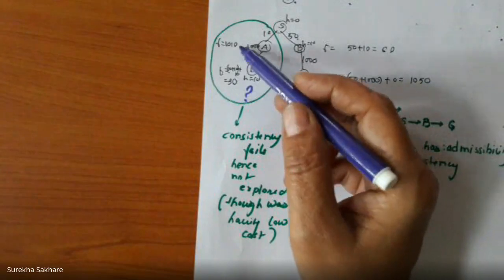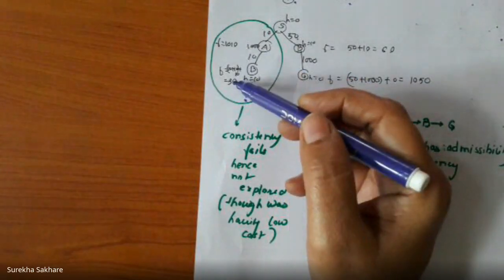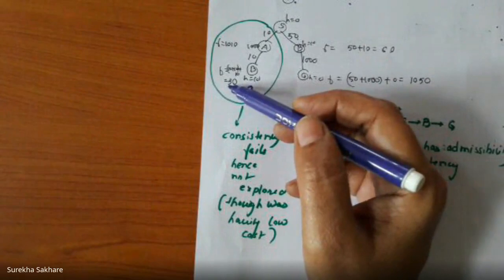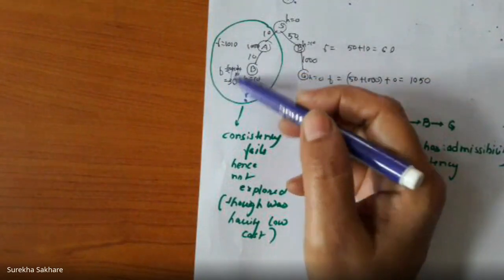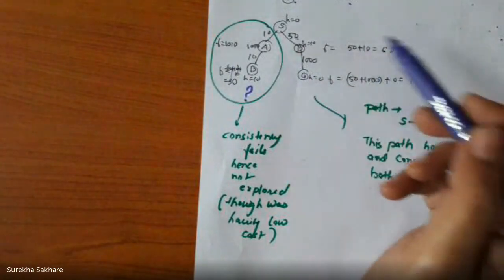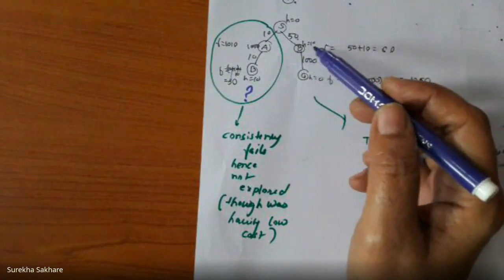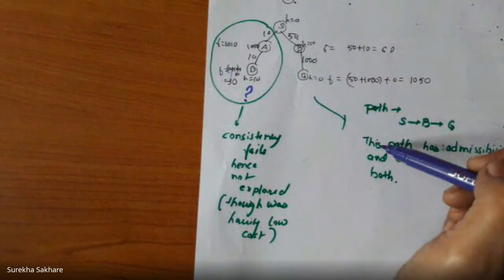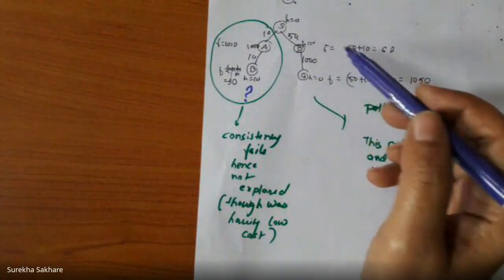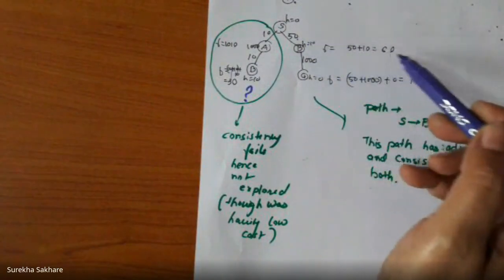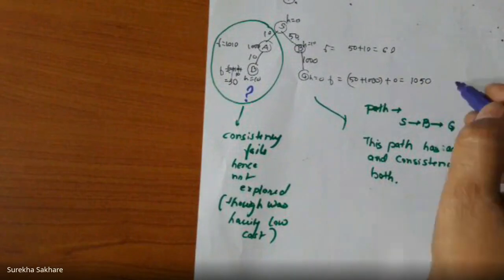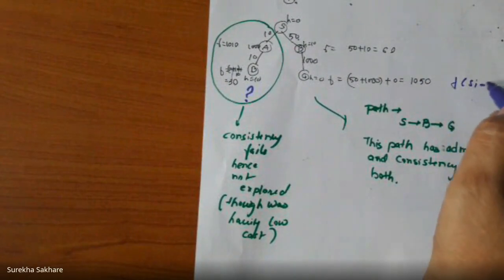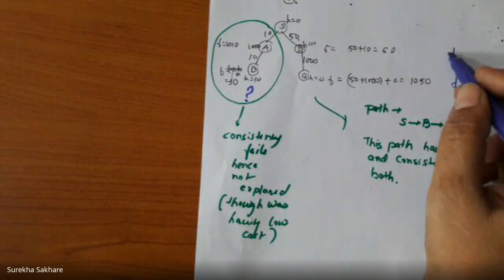Next, if you try to go for this path, just check whether it is increasing. f of s is 60, now it has become 1000. If I call this f of s(i+1) and this f of s, this value is larger than this. So this path has no consistency problem. Now, can I say it is admissible also? Yes, it is admissible. Just check.